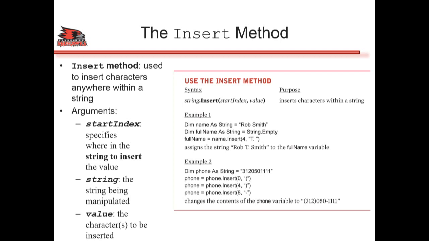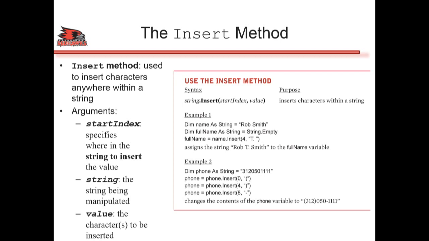So what you do is you have a name string having Rob Smith. You have a full name string which starts off as empty, and then you assign name dot insert. So basically you're manipulating the string name and inserting a T period space in between Rob and Smith.